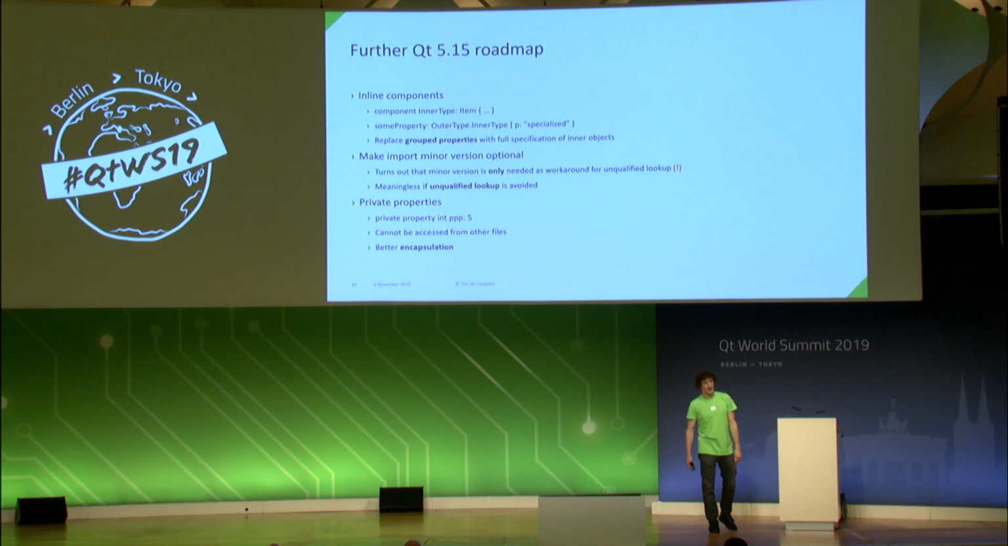Then, as we've eliminated all things that actually necessitate minor versions now, or the unqualified lookups, we can actually make minor versions optional. You don't need minor versions anymore. And that gets rid of a lot of complexity, I can tell you, and a lot of bugs. And then, on top of that, we'll add private properties to give you better encapsulation.